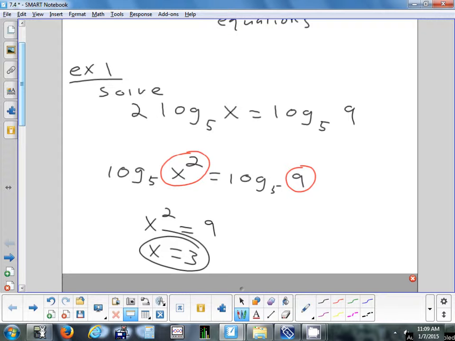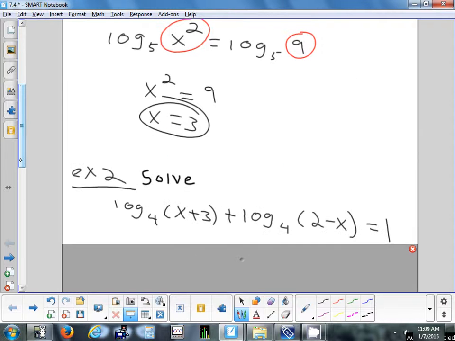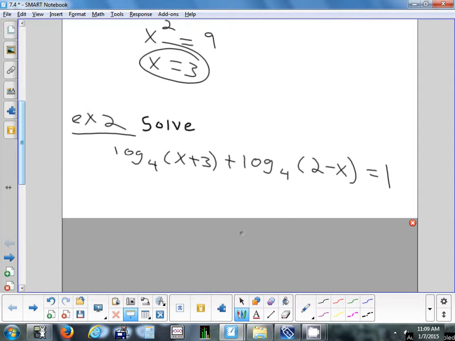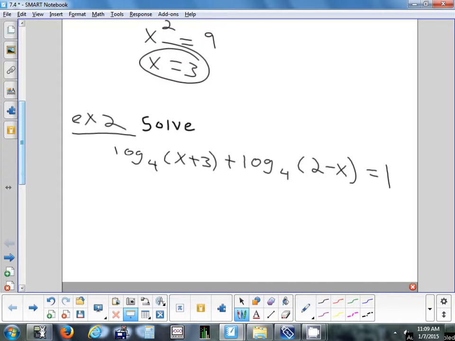Any question about what we did there? Okay. If the bases didn't match, like if one was a 5 and one was a 6, it becomes quite a bit more difficult problem. But in that kind of problem, I'll keep the bases matching. Okay, here's another problem. The bases are the same, and they will be for most problems.